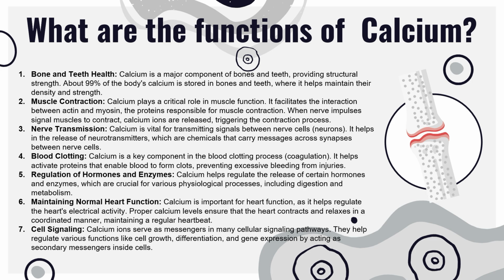Coming in at number 4, calcium is also important for blood clotting. Calcium is a key component in the blood clotting process, which is known as coagulation, and it helps to activate proteins that enable the blood to form clots, preventing excessive bleeding from any injuries that occur.